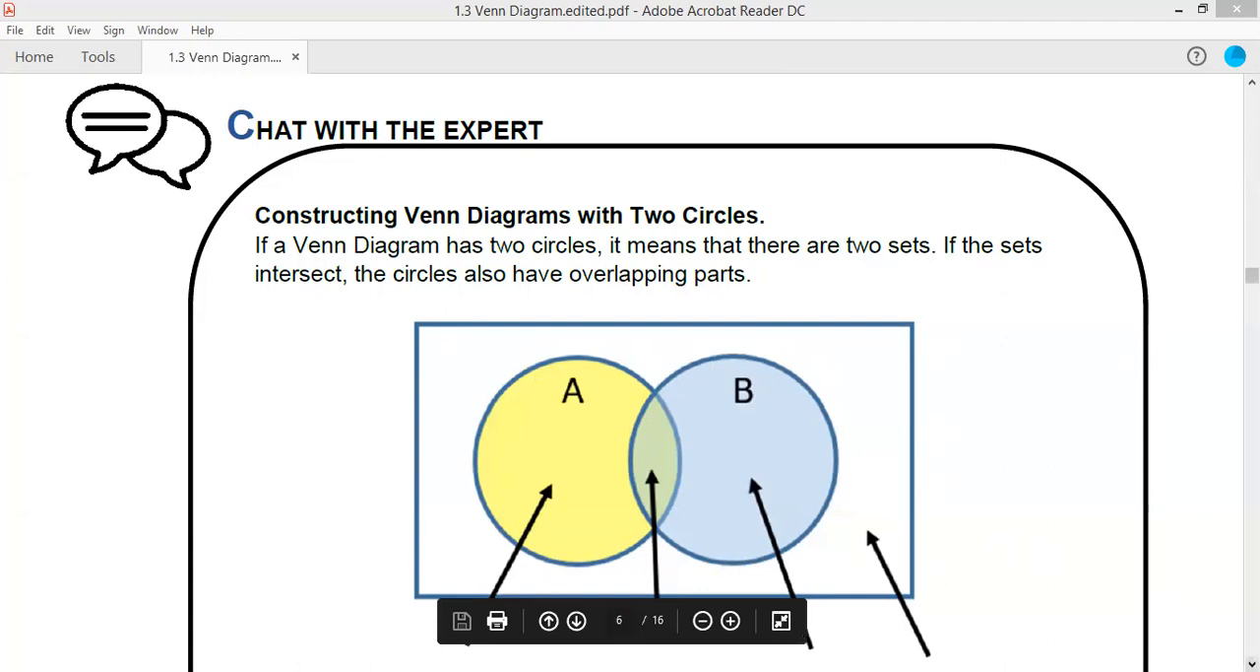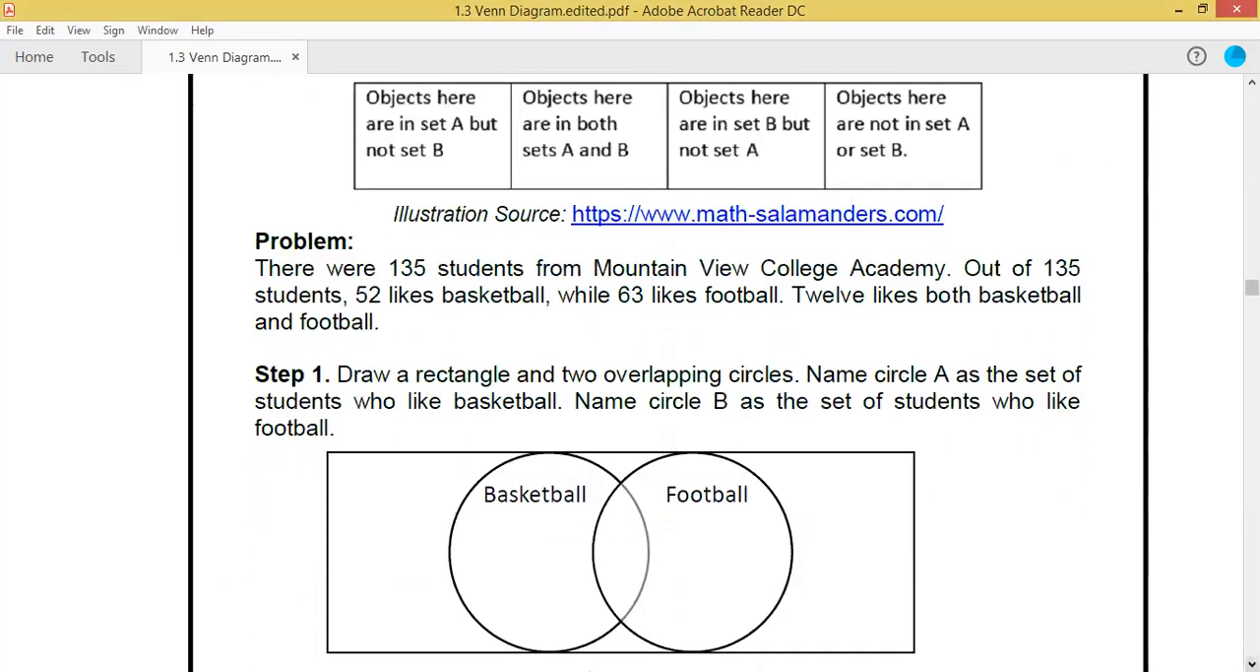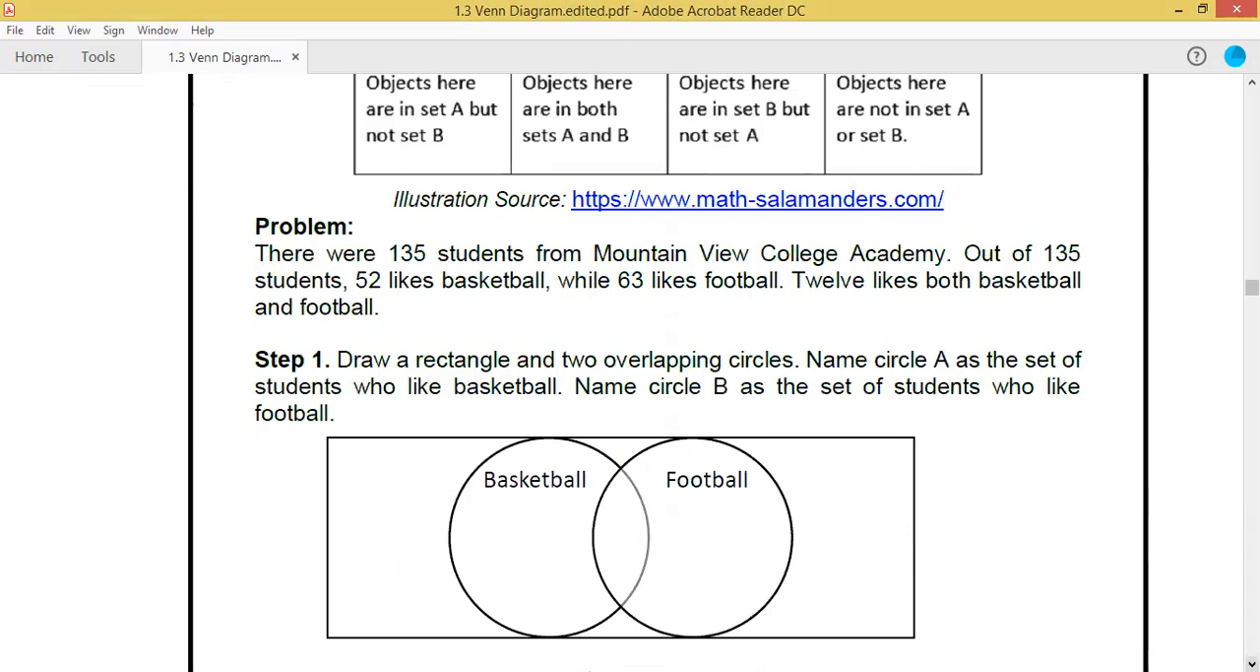Let's have this example. There were 135 students from Mountain View College Academy. Out of 135 students, 52 like basketball, while 63 like football. 12 like both basketball and football. Now let us construct our Venn diagram.